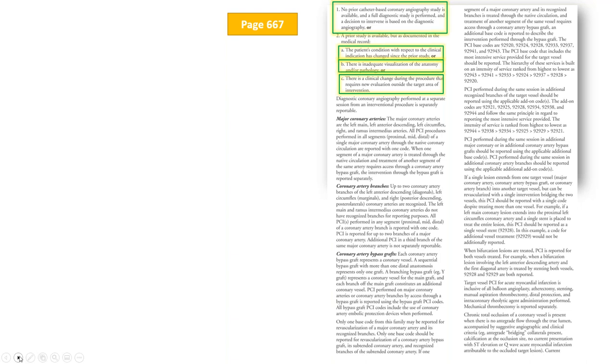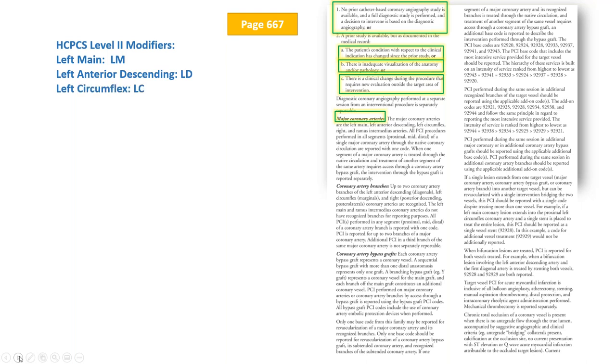So let's talk about major coronary vessels, and I want to make sure we talk about the HCPCS level 2 modifiers that correspond to these vessels, because when you're doing PCI, you need to use these modifiers. The left main modifier is LM, left anterior descending modifier LD, left circumflex modifier LC, right coronary modifier RC, and ramus intermedius modifier RI.